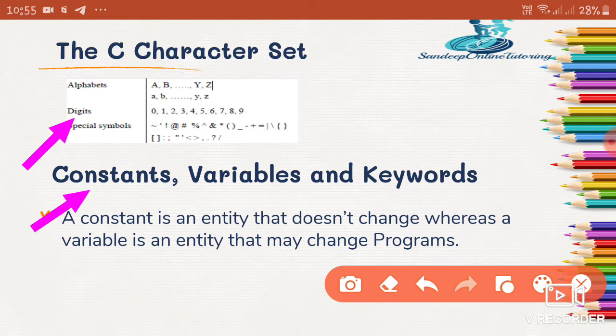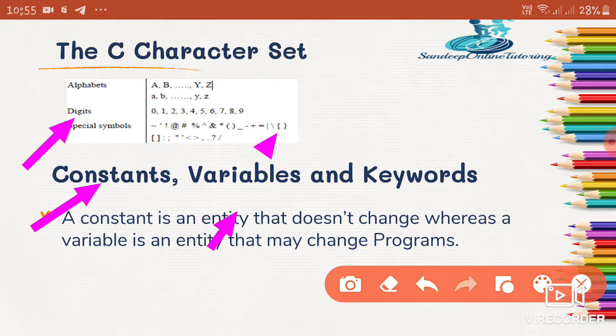So basically a constant is an entity. It's not a variable, I can say. A constant is an entity that does not change. For example, a, b, c, any number 15, 20, 25, any digit, any alphabet or any special character that cannot be changed is called a constant.